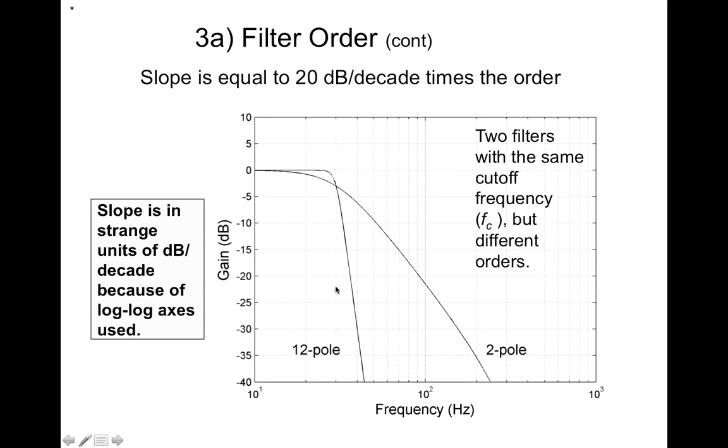So here's an example of a second order or two-pole filter compared with a 12-pole or 12th order filter. They have the same cutoff frequency. You can see the 12th order has a much more rapid attenuation compared to the second order. So we would cut off these unwanted higher frequencies much more rapidly than if we just used the second order and we're picking up all this extra stuff out here. So higher order filters are better at high frequency noise reduction.